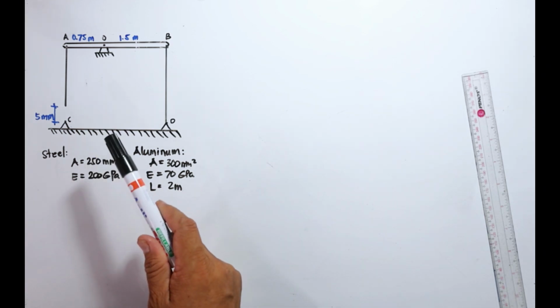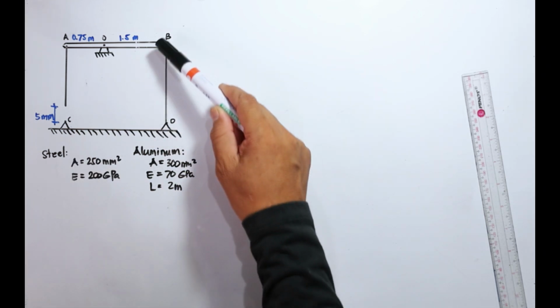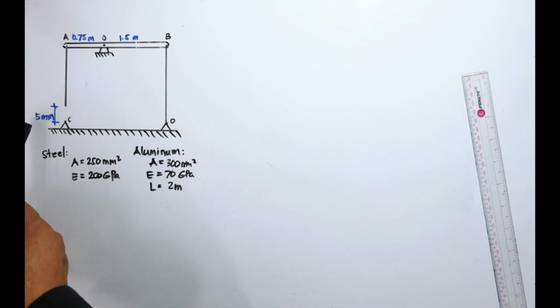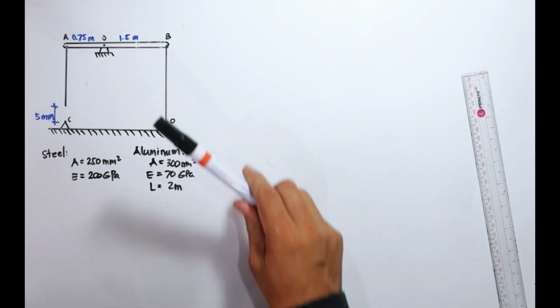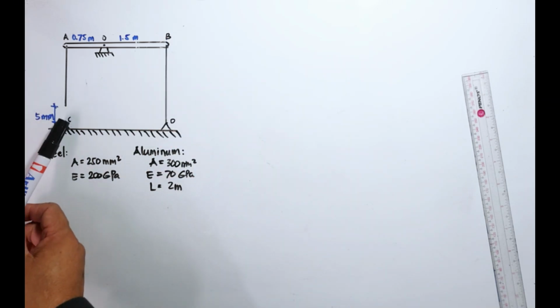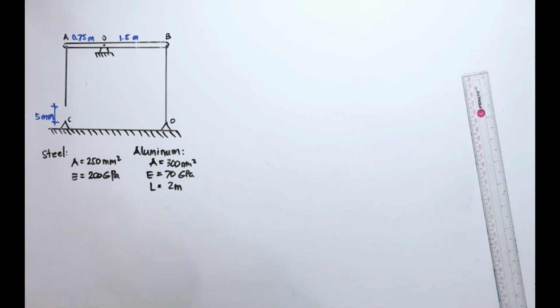And then we have an aluminum rod here and a steel rod here. And over here, there's a gap of 5 millimeters between the end of the steel rod and its support at point C. The problem now is to compute the stress developed in the aluminum if we are going to connect this steel rod to its pin support.